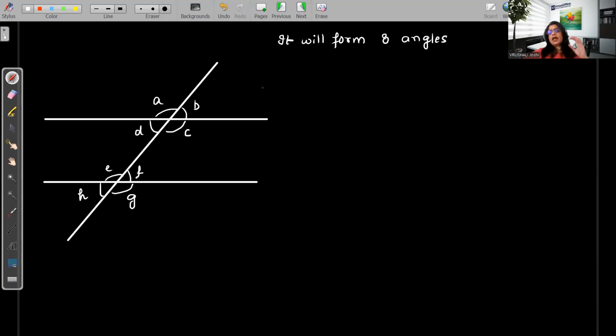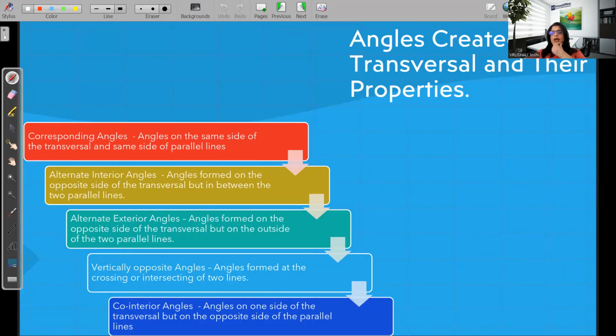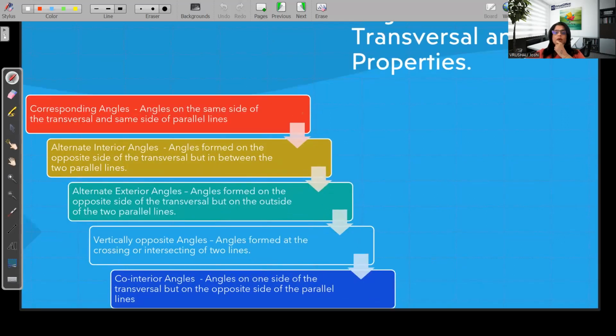And all these angles have their own significance. For example, they have names, they have some properties. We will go to the next slide and I'll get you back to this slide to explain it in more detail. So, let's see angles which are created by a transversal and their properties. What are the properties? One is the corresponding angle. Angles on the same side of the transversal and same side of the parallel line. Which means what? For example, okay, one second. We'll do one thing.